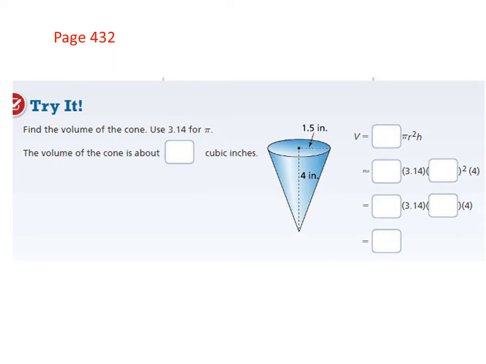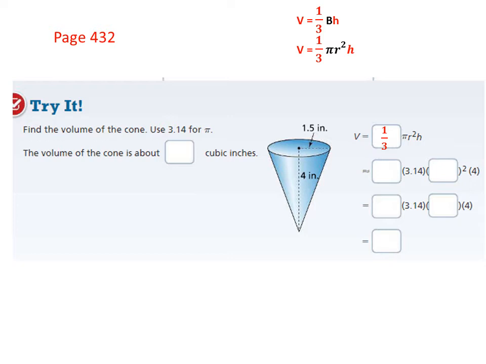Let's start with this question, page 432. Find the volume of the cone. Look at this cone. Of course, here the radius length is 1.5 inch and the height is 4 inches. So how to find the volume of the cone? Our formula, remember, the volume of the cone equals 1/3 base area times height, or V equals 1/3 pi r squared H. So complete the first step, V equals 1/3 pi r squared H.